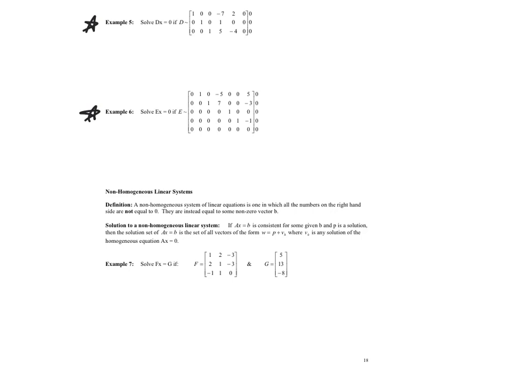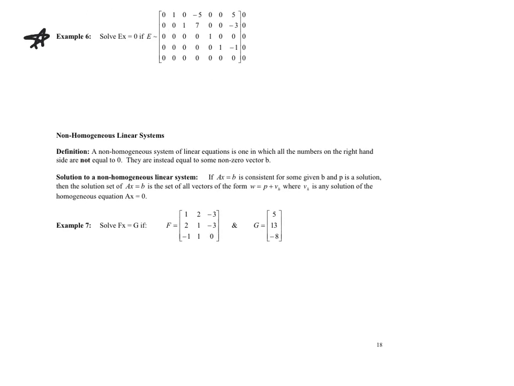All right. But the non-homogeneous system is really just dealing with a case where the right-hand side is not equal to 0. So it's like, okay, what do we do there? Well, there's a couple of things that we could do. One would be to actually write it so that it's equal to 0.